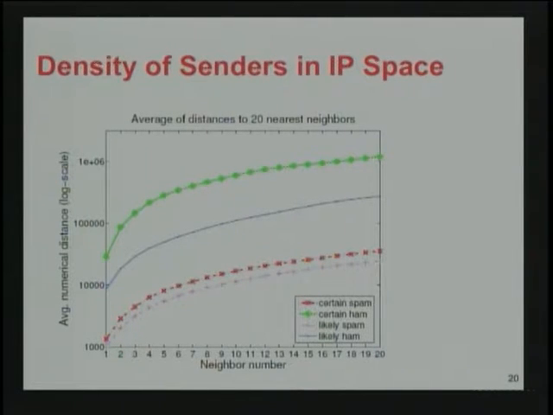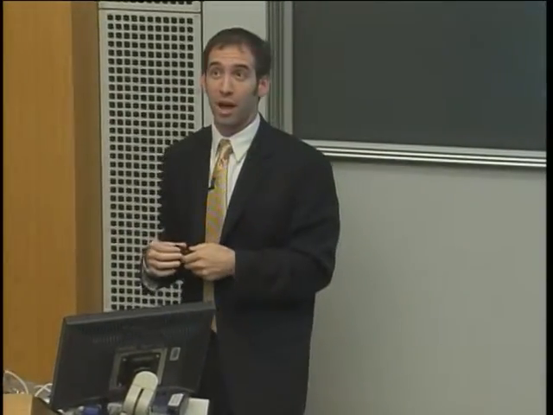So the x-axis here is k, and the y-axis here is how far out I need to go in IP address space to get that k. Closer to the bottom here is more dense. What you can see is that in the case of spammers, the k nearest senders are an order of magnitude closer in IP address space. That's just to give you a flavor of the types of things that we looked at in really trying to deeply understand what the adversaries are doing.